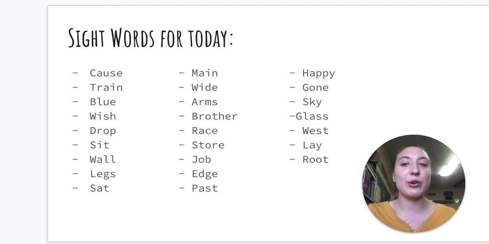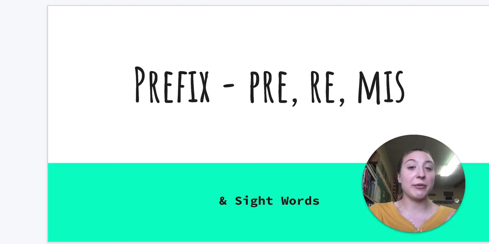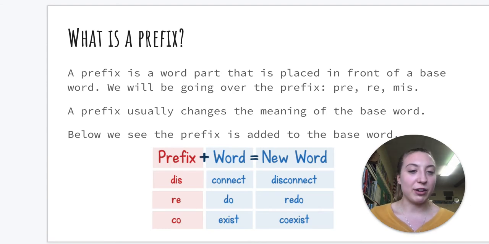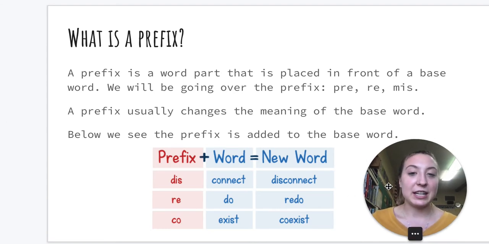All right, now we're going to go to our prefixes. Today we're going to be learning about prefixes, pre, re, and mis. So let's start with, what is a prefix? A prefix is a word part that is placed in the front of a base word. So we'll be going over, again, the prefixes pre, re, and mis. And a prefix usually changes the meaning of the base word.